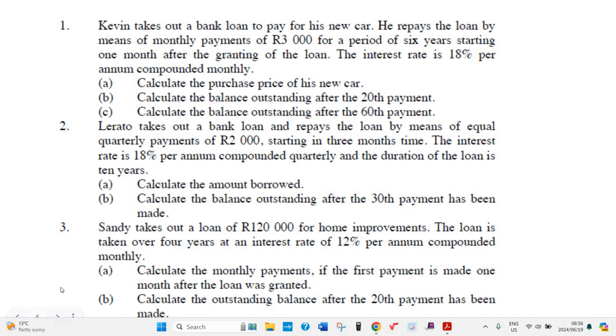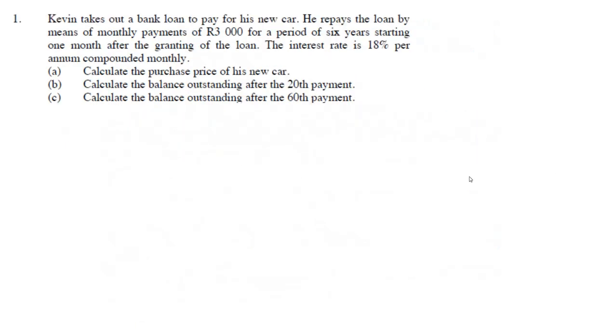Okay, you've got a little worksheet here of outstanding balance. There are 3 questions we're going to do. I think we'll just do the first question here and make one video. It says Kevin takes out a loan to pay for his new car. He repays the loan by means of monthly payments. So we're given the X value over a period of 6 years, starting 1 month after granting the loan.